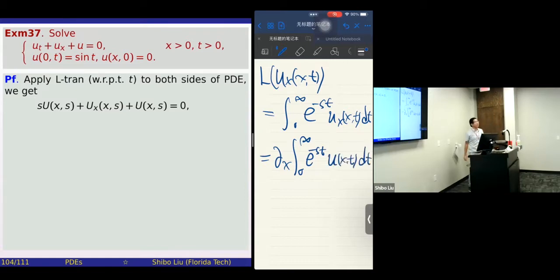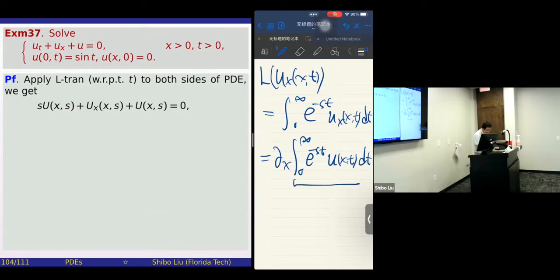If u is good enough, taking the derivative under the integration can be switched. Here we take the derivative with respect to x, then take the integral. But I can take the integral first and then take the derivative. These two can be switched, provided u is smooth enough and decays to 0 fast enough. Then this is true. But what's this?